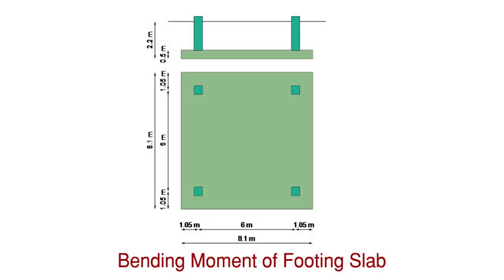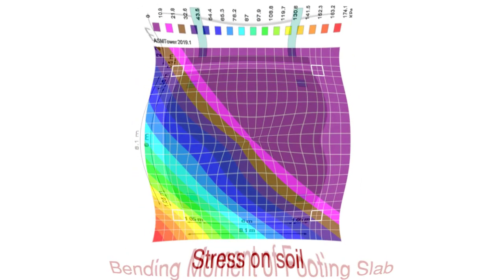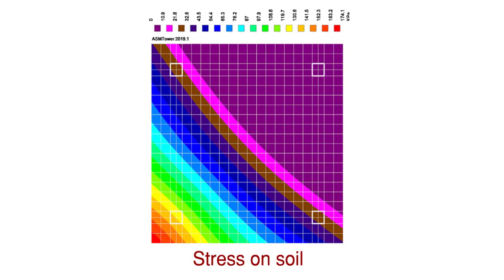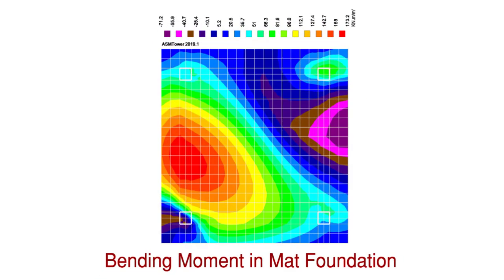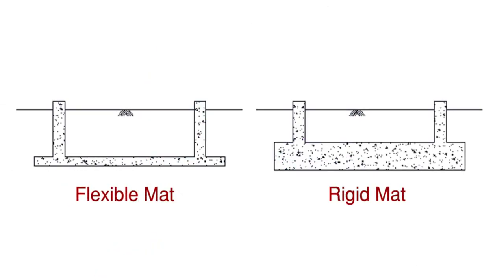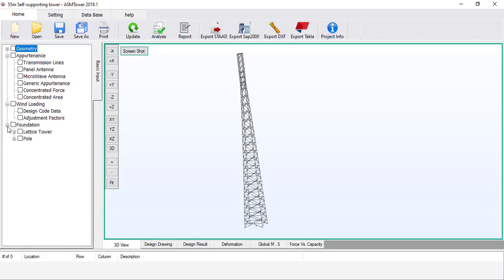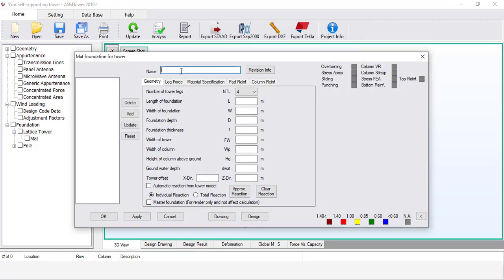The report includes some images that show the dimensions of the foundations, the pressure on the soil from the foundation, and the maximum bending moment in the mat. The use of finite element analysis is more accurate than manual methods. Manual methods assume that the foundation is infinitely rigid, but the finite element can perform analysis of a rigid or flexible foundation. From the Foundation group, Lattice Tower group, open the Mat Foundation dialog box.